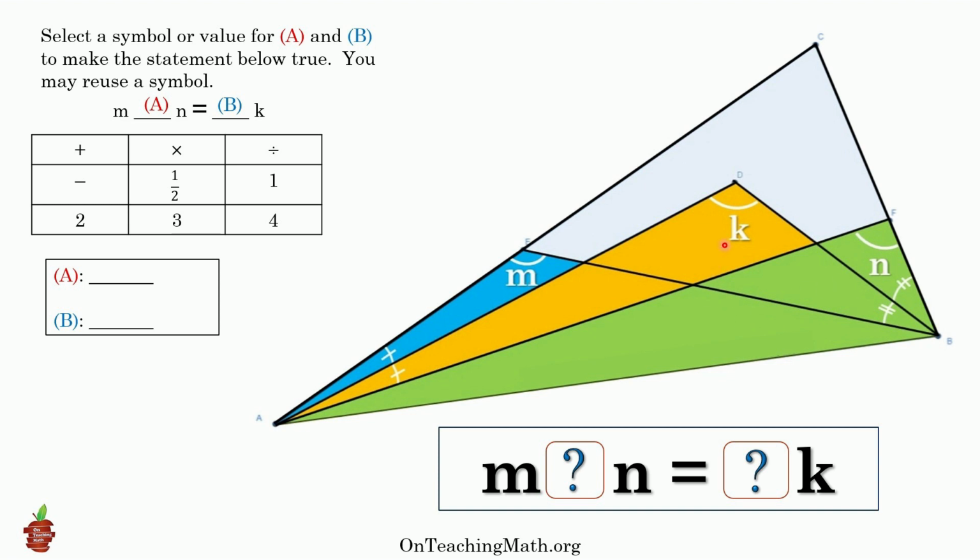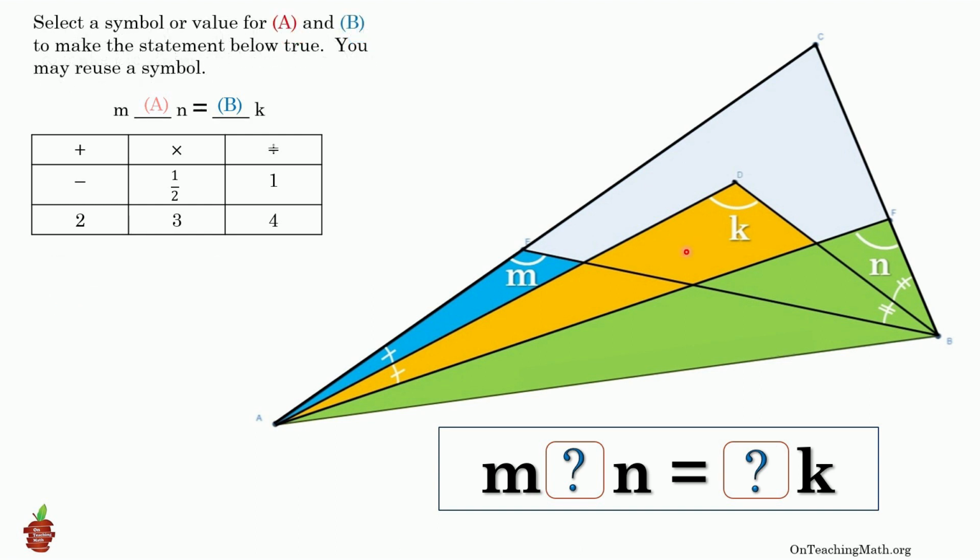Can we take M and N and relate them to angle K? We don't have any measurements, any distances, nothing. So for example, if you thought that M divided by N was equal to the opposite of K, then you would put a division sign in this first little box right here, and you would put a minus sign over here, and you would think that is your true statement. So that's our job.